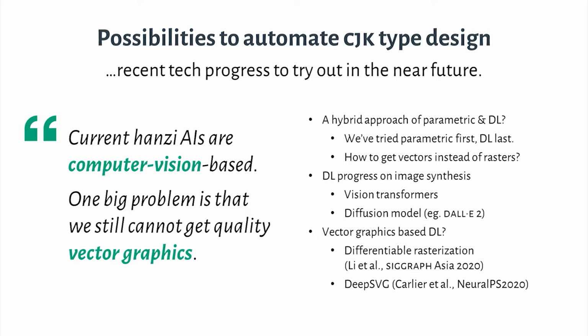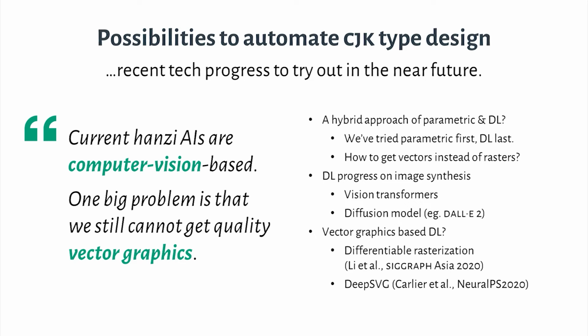Yet, although current Hanzi AIs are already powerful, we can only get bitmaps. Since this tech genre is a branch of computer vision, it is still challenging to get quality vector graphics, which will help us more to improve the design efficiency. We've got a list of things to try out in the near future, to improve quality of generations and to bridge the rasters with vectors.